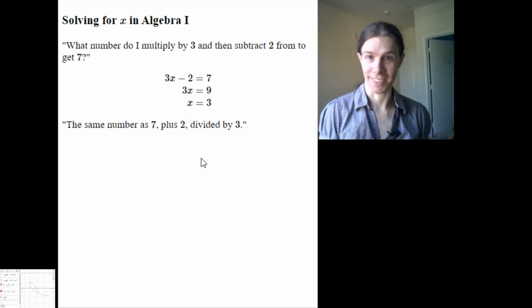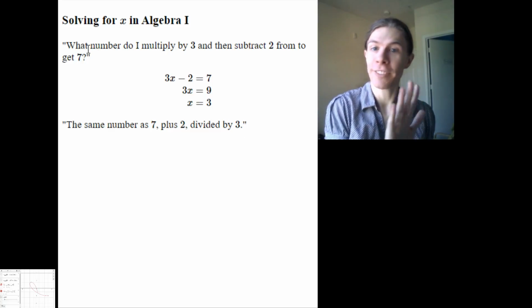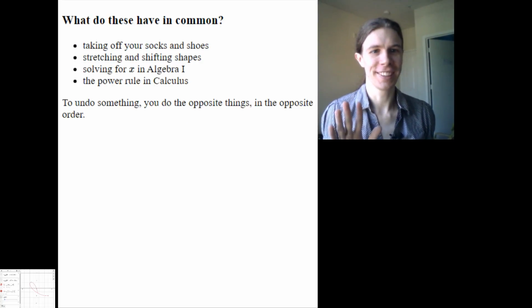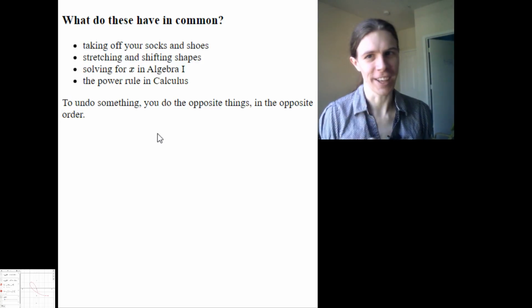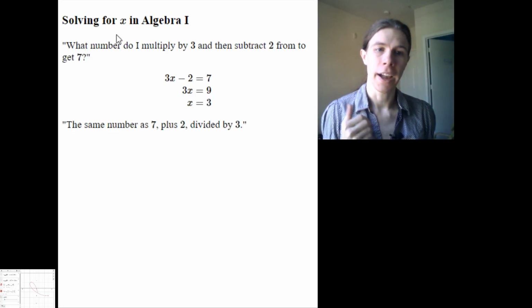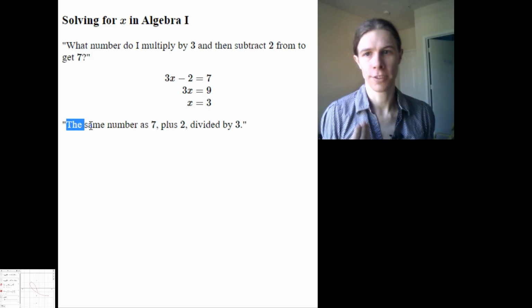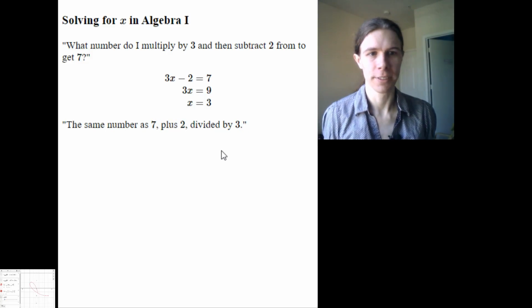It's the same thing. And so you could have actually been doing algebra entirely in words using just this logic: to undo something, do the opposite things in the opposite order. And if it had been expressed in words at the start, you just say the opposite words in the opposite order, and it works.